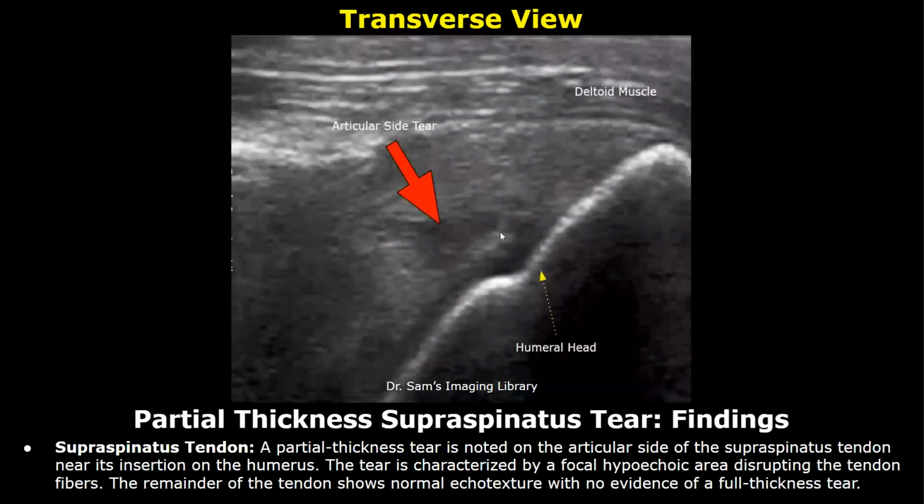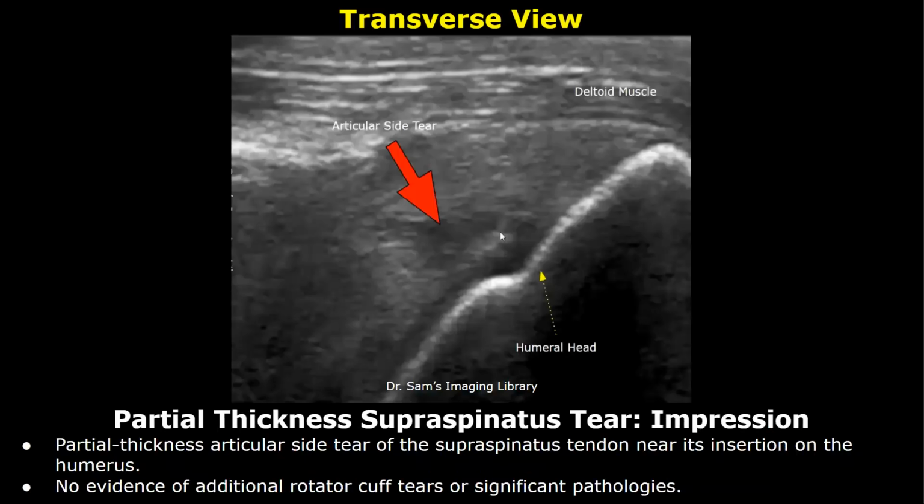This is a report for a partial thickness tear on the articular side of the supraspinatus tendon. The tear is characterized by a focal hypoechoic area disrupting the tendon fibers. The remainder of the tendon shows normal echo texture with no evidence of a full thickness tear.